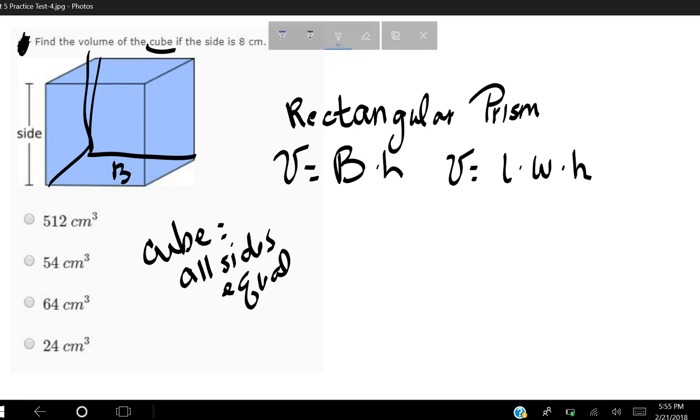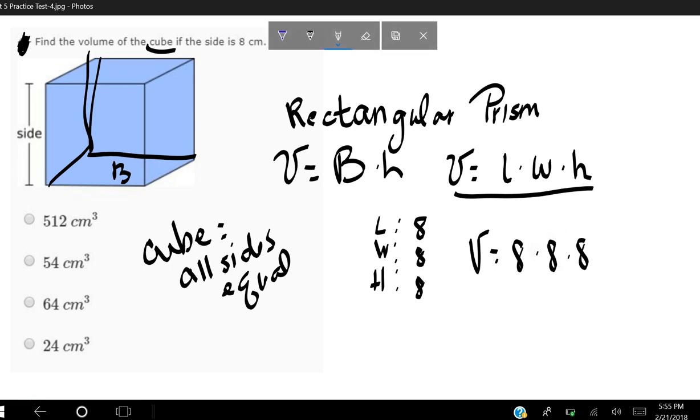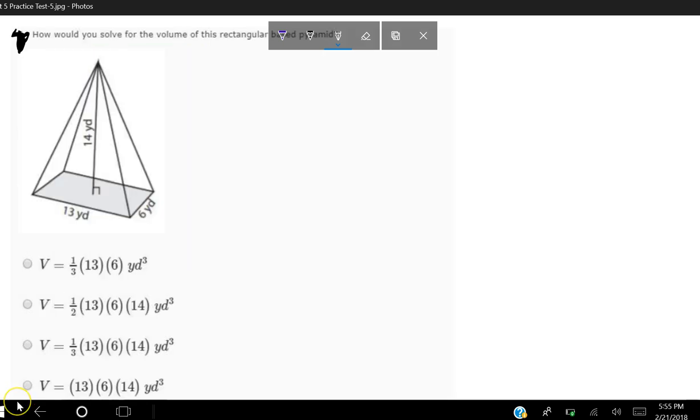So we've identified our equation. We know that the length, the width, and the height each equal 8 because it's a cube. Technically 8 centimeters. So all we need to do is put those digits in, do the multiplication, and we'll have our answer. All right, in this one it wants us how would we solve it? So we're pretty much just coming up with the formula and plugging it in.